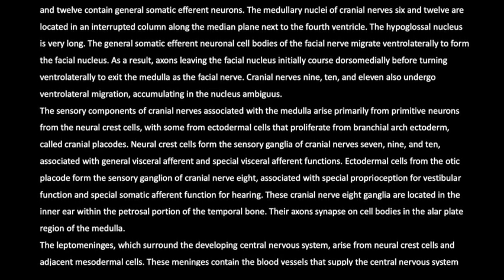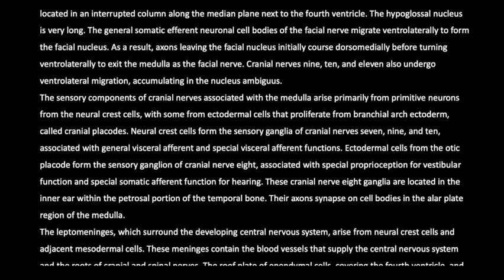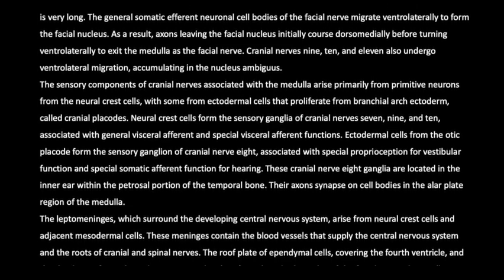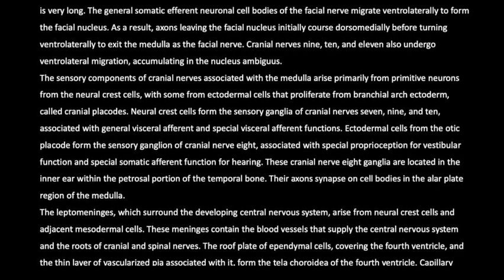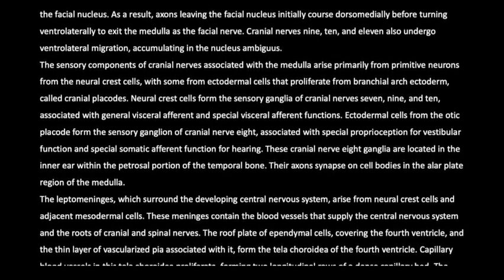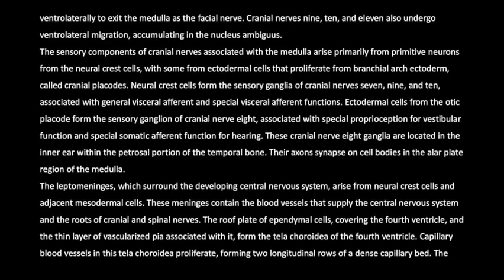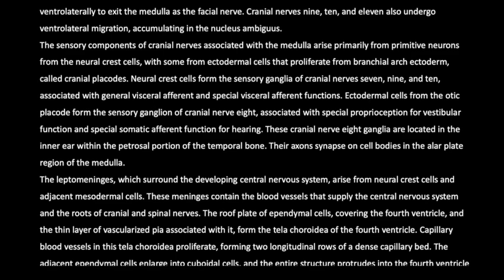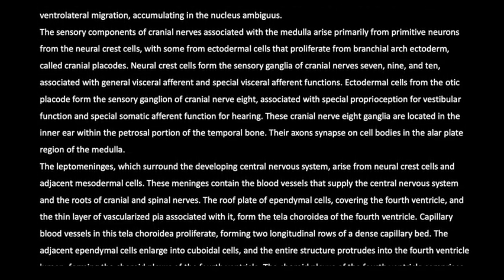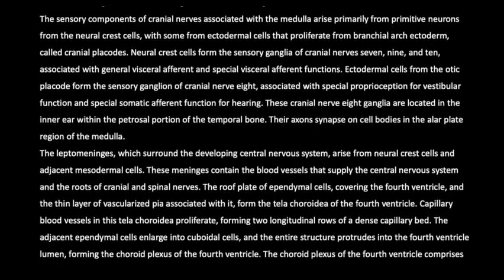The sensory components of cranial nerves associated with the medulla arise primarily from primitive neurons from the neural crest cells, with some from ectodermal cells that proliferate from branchial arch ectoderm, called cranial placodes. Neural crest cells form the sensory ganglia of cranial nerves 7, 9, and 10, associated with general visceral afferent and special visceral afferent functions. Ectodermal cells from the otic placode form the sensory ganglion of cranial nerve 8, associated with special proprioception for vestibular function and special somatic afferent function for hearing.